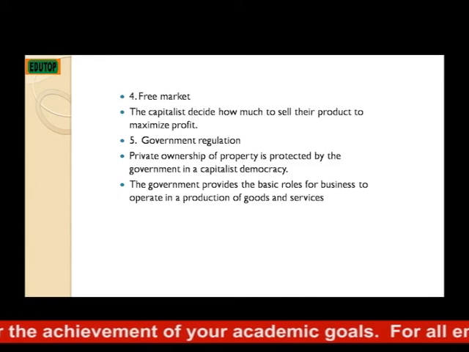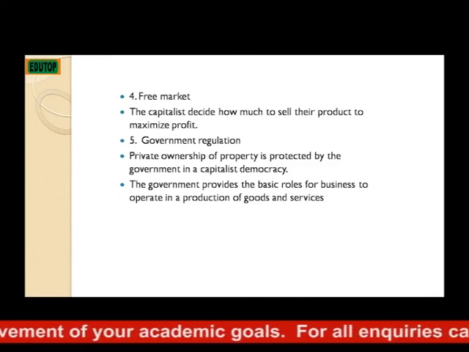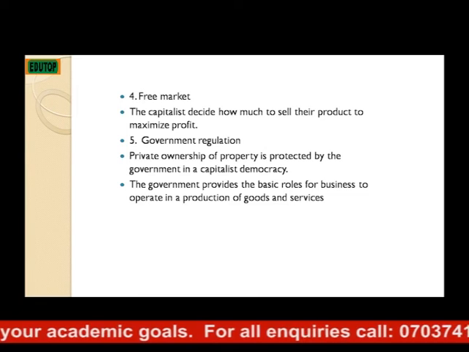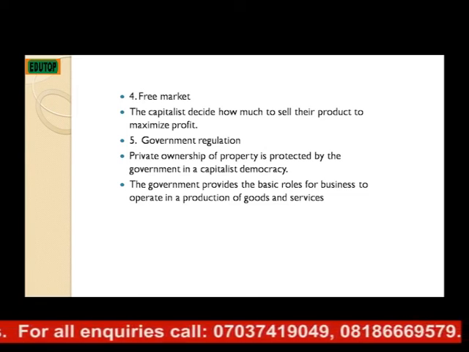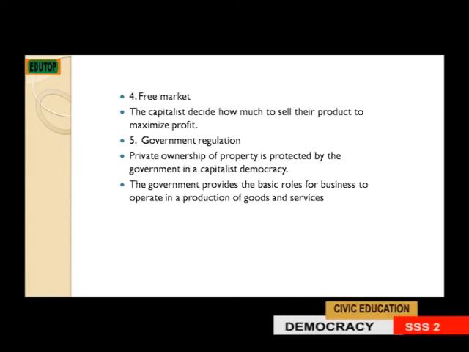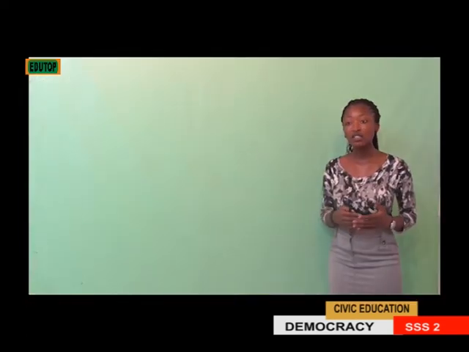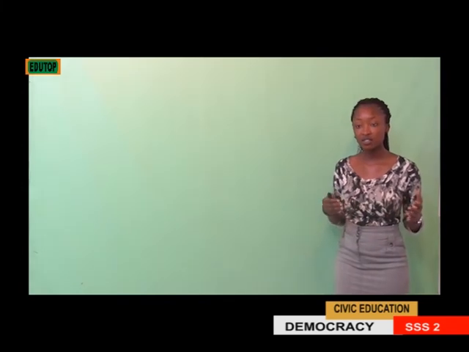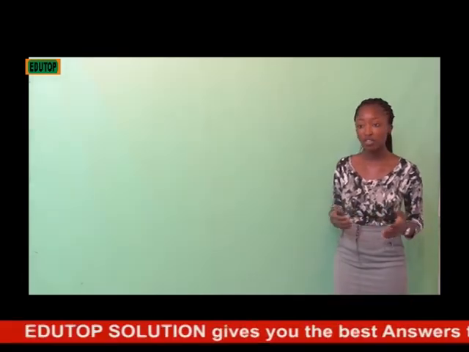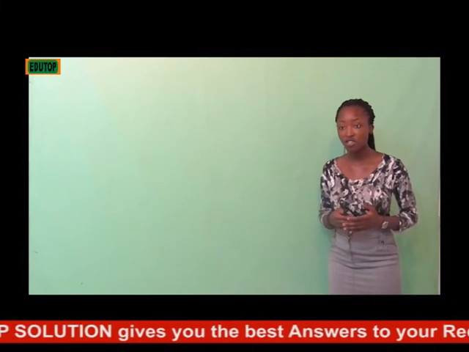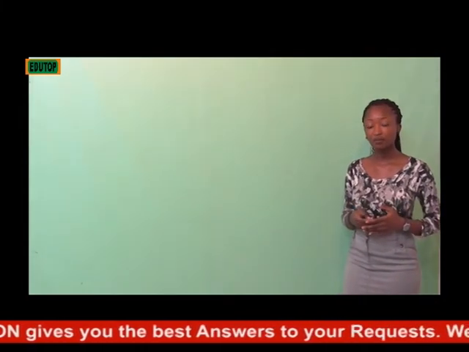5. Government regulation. Private ownership of property is protected by government in a capitalist democracy. The government provides the basic rules for business to operate in the production of goods and services. That is, the government in this system of government is in charge of making the rules and making the regulations even for the business.